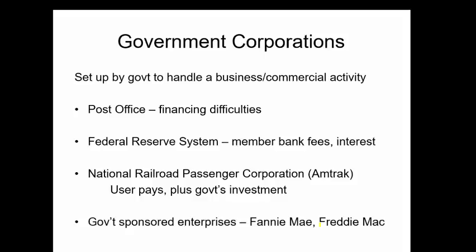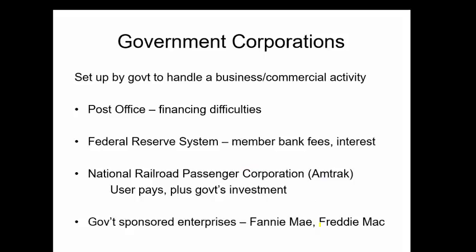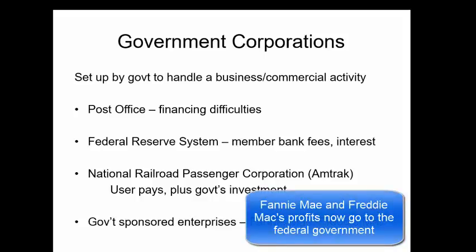Now, the government-sponsored enterprises such as Fannie Mae and Freddie Mac were set up primarily to provide low-interest loans for lower income Americans, primarily so that they could buy a house. And Fannie Mae and Freddie Mac got caught up in the subprime mortgage crisis, where they overextended themselves on subprime mortgage lending. That came back to bite them. They have since somewhat recovered from that.